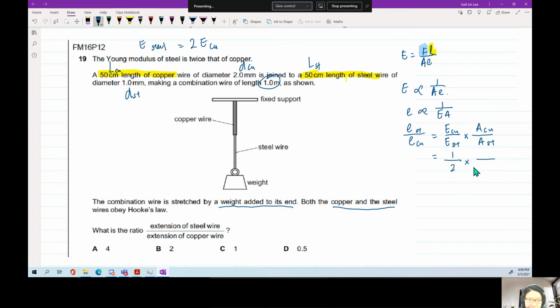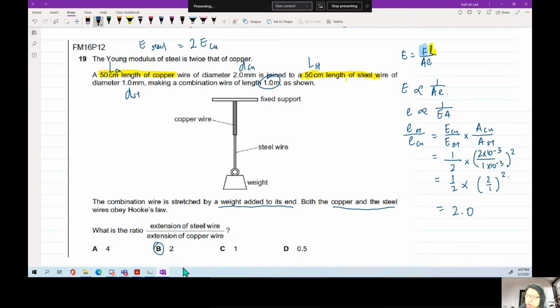Diameter of copper is 2 mm. The diameter of steel is 1 mm. But then don't forget square, because diameter square. Area is pi d square over 4. The pi will cancel off in ratio. So here I'll have 1 over 2 times 2 over 1 square. The answer is 2.0.